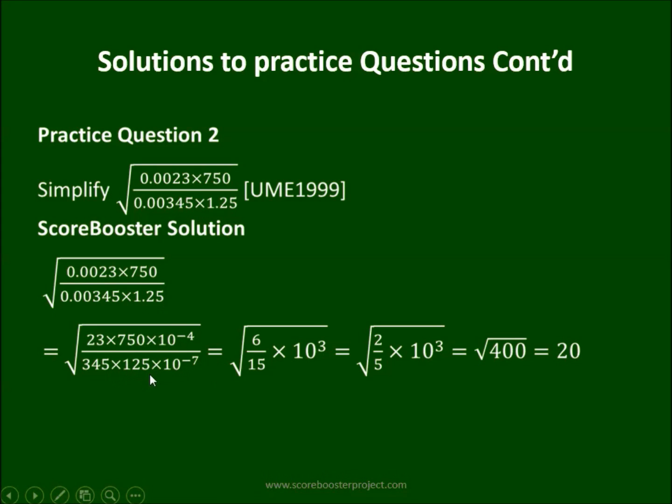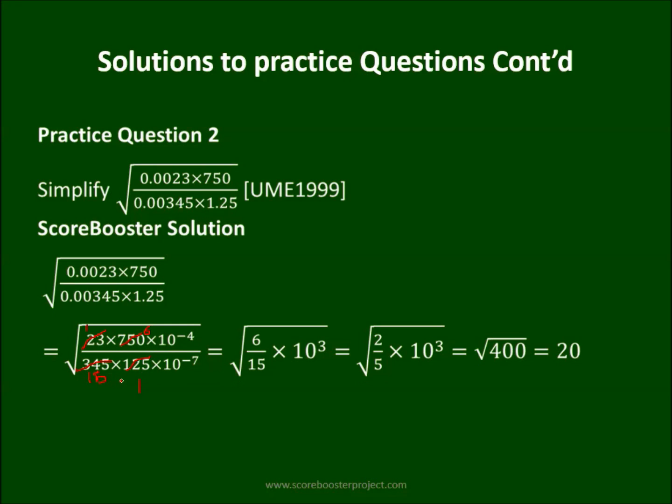So 10 raised to power minus 5 from here, and 10 raised to power minus 2 from here, so we have 10 raised to power minus 7, because when you are multiplying numbers with the same base, you add their indices. So minus 5 minus 2 is minus 7. So then we can now simplify further. In 125 and 125 you have 1, and 125 in 750 you have 6, and also 23 in 23 you have 1, and 23 in 345 you have 15.